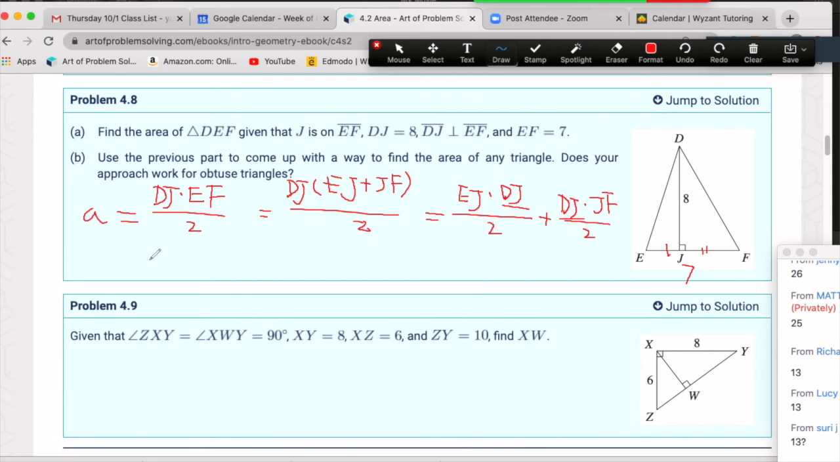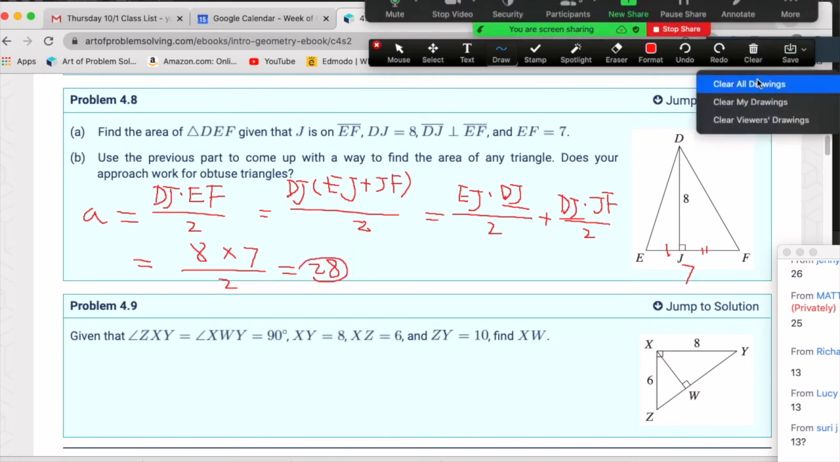So then you can calculate: this number equals DJ, that's 8, times base, that's 7, divided by 2. You get this area equals 28. So then you know, for a general triangle, its area equals base times altitude, then divided by 2. Okay, this one's the correct answer.